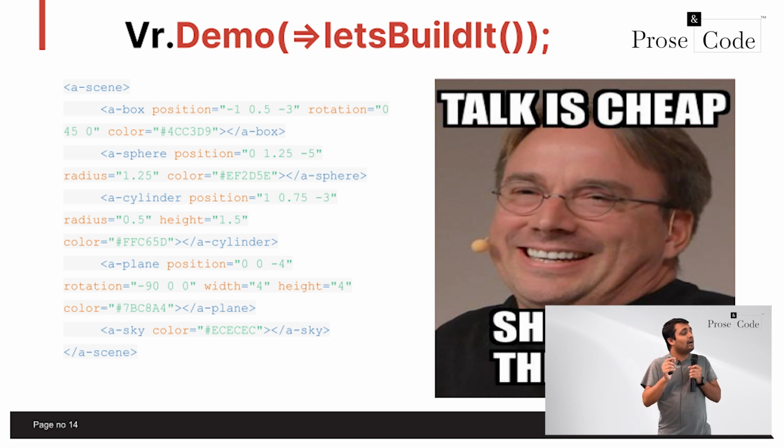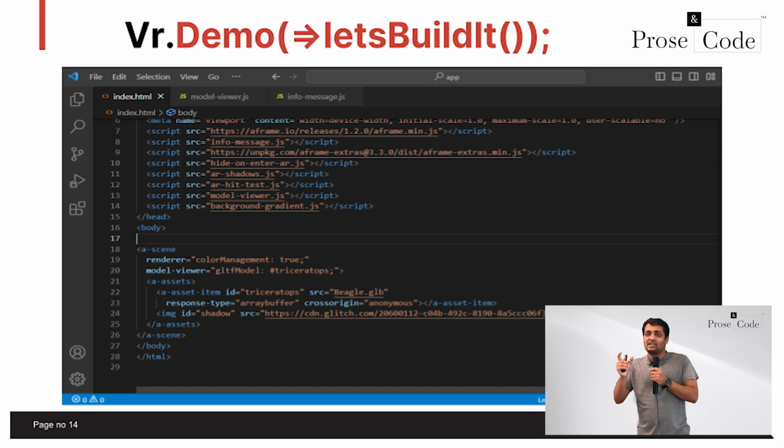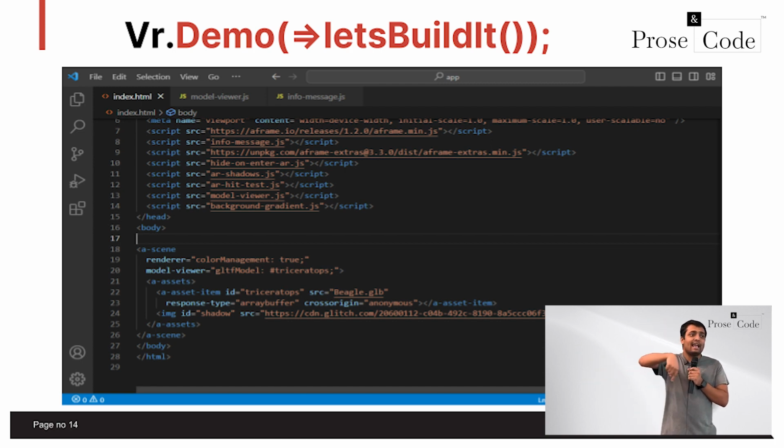A-Frame gives us, as I mentioned, entity components. It has predefined components where we have scenes, then box, sphere, cylinder, plane, and sky. We all know a sky is a sky. You can set any type of color, anything, and you can create a world. Then a scene is an environment where you are going to put all these objects. Cylinder, sphere, or plane, anything you can put and experience.